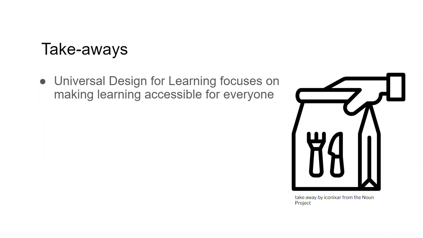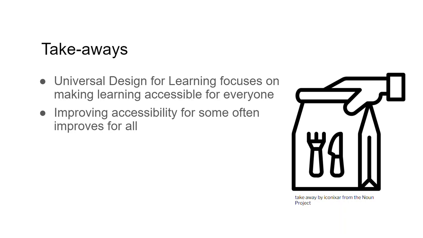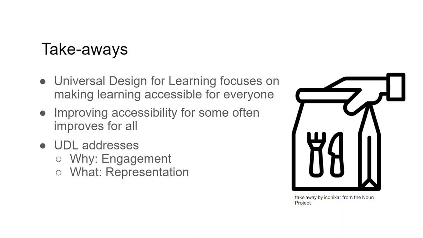So takeaways: universal design for learning focuses on making learning accessible for everyone. If you improve accessibility for some, it'll often improve it for all. And then we look at the why, which is improving engagement, the what, different forms of representation, and the how, the different forms of action and expression.